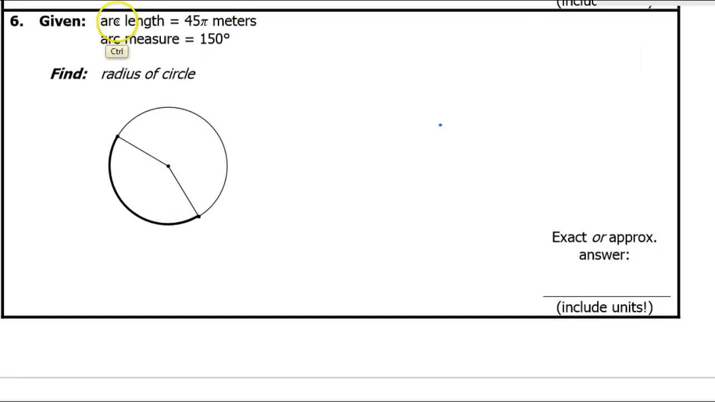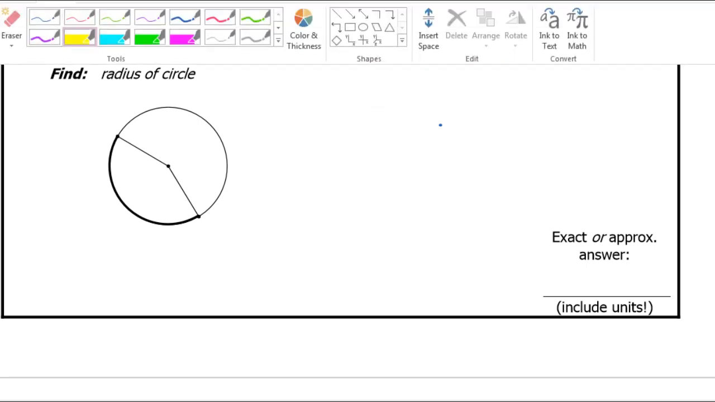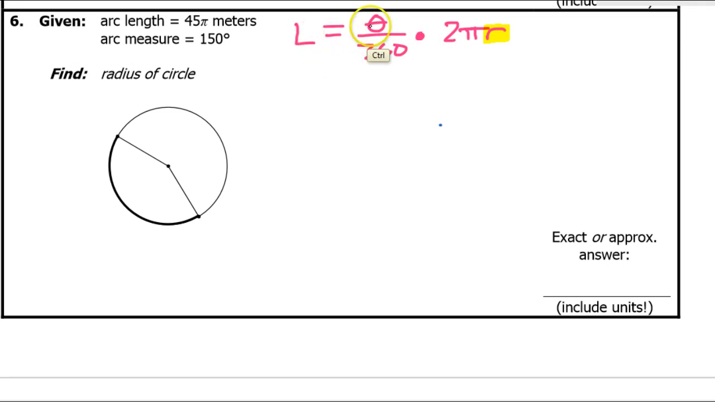Okay, this problem still mentions arc length, so I'm still going to wind up using the arc length formula, and the arc length is equal to some fraction of the circumference. All right, so we're being asked to find the radius. We're being asked to find r. That's what we're hunting for. That means we must be given L and theta. So what's L? The arc length is 45 pi.